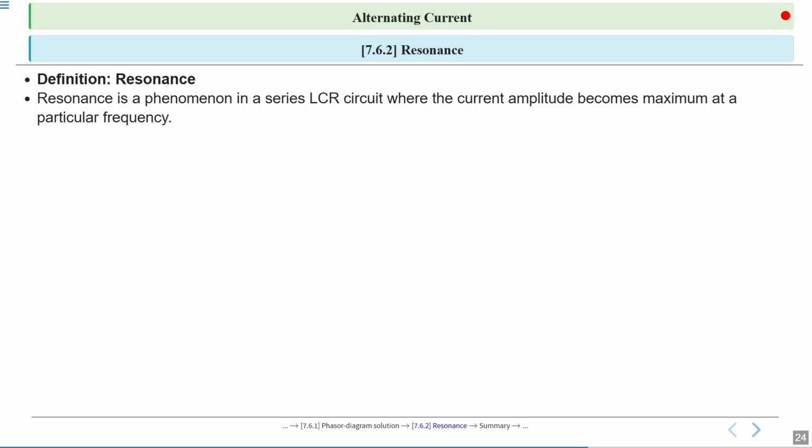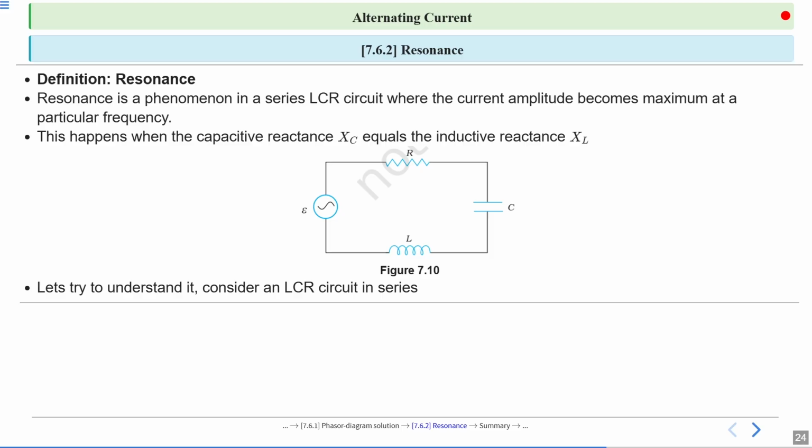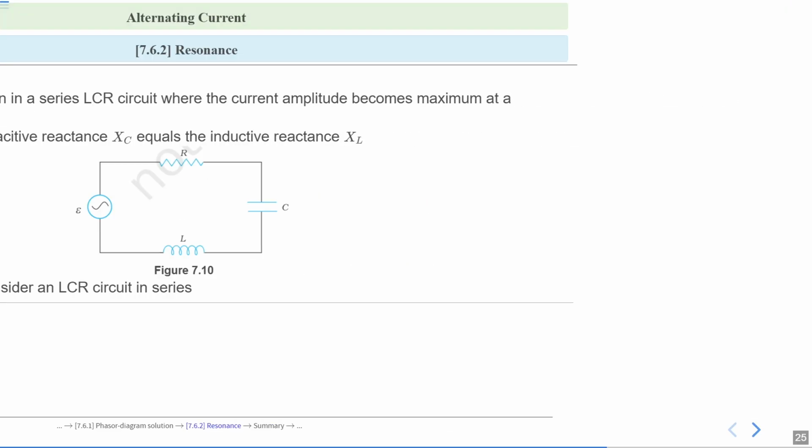So what is resonance? Resonance is a phenomenon in a series LCR circuit where the current amplitude becomes maximum at a particular frequency. This happens when the capacitive reactance XC becomes equal to the inductive reactance. This is figure 7.10 again. Let's try to understand. Consider an LCR circuit in series.